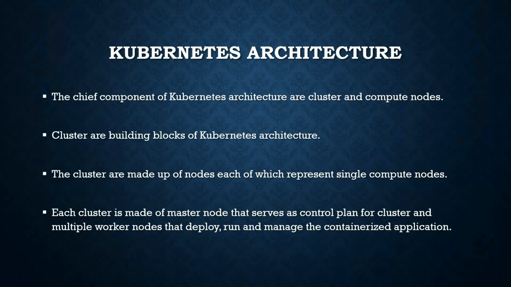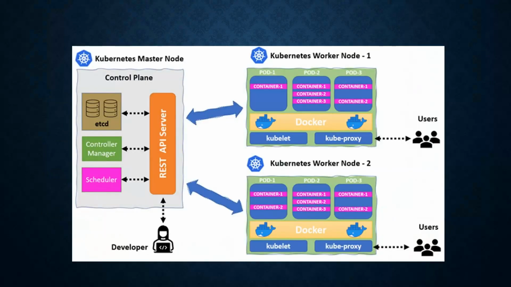So what are the components of Kubernetes? We have clusters and compute nodes, and clusters are the building blocks of the Kubernetes architecture. The clusters are made up of nodes, each of which represents a single compute node. Each cluster is made up of a master node that serves as a control plane for the cluster and multiple worker nodes that deploy, run, and manage the containerized applications. So this is the architecture of Kubernetes. We have a master node and we have worker nodes.